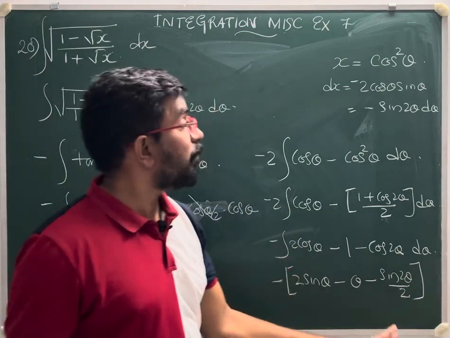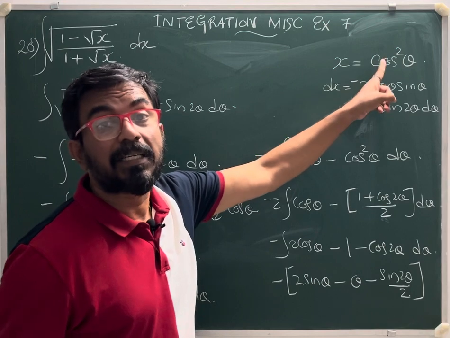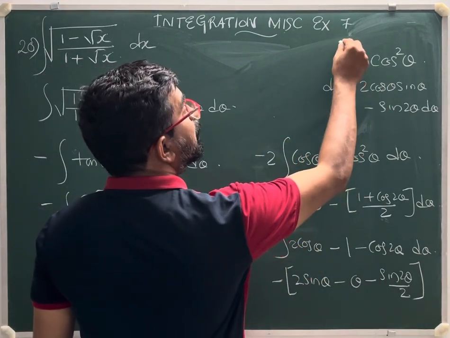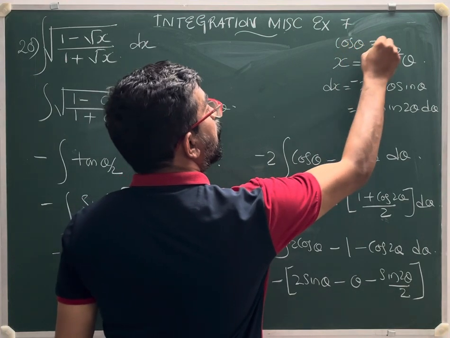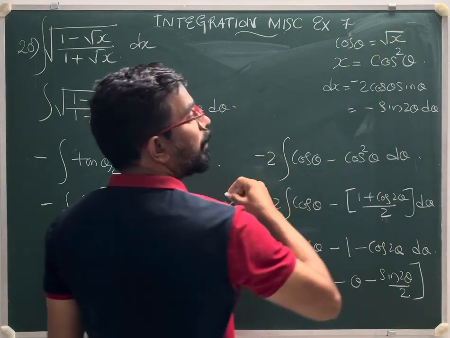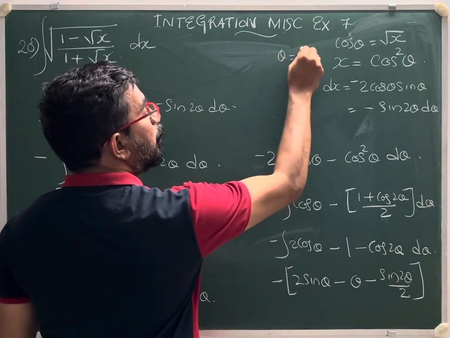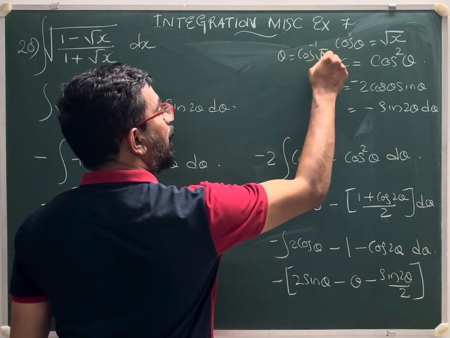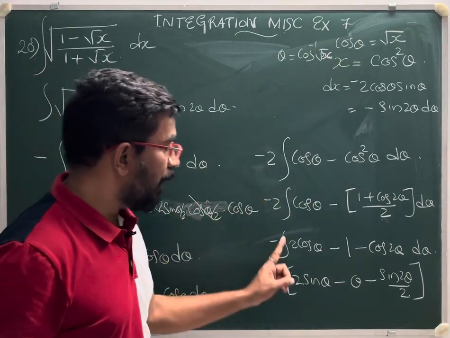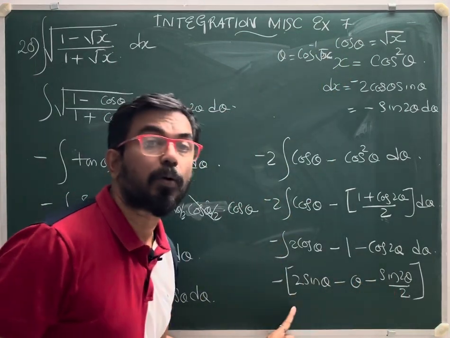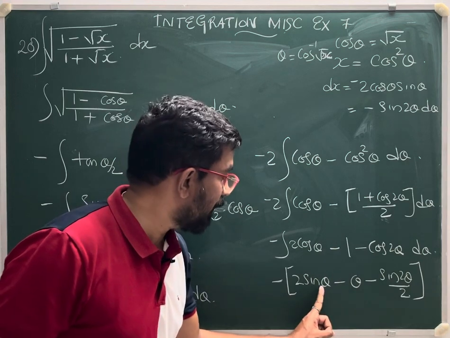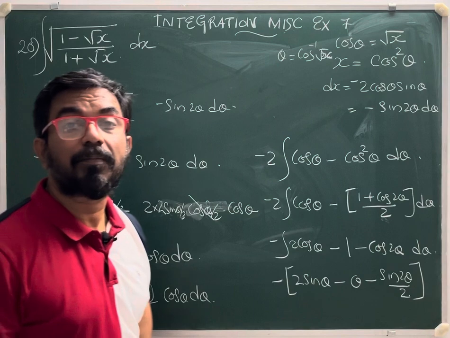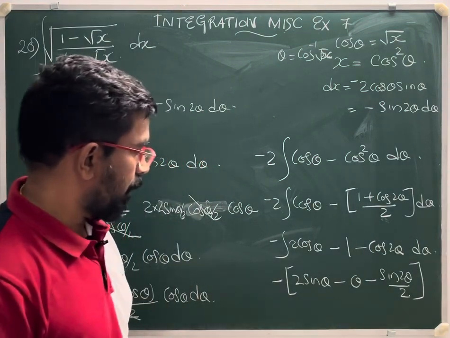To bring back to x form, I should know what theta is from here. You should know that cos square theta is x, which means cos theta will be root x. So theta will become cos inverse root x. When I see cos inverse root x, I hope that everything is in cos. Then I can easily get rid of this trigonometric function, and it can be converted into an algebraic function.